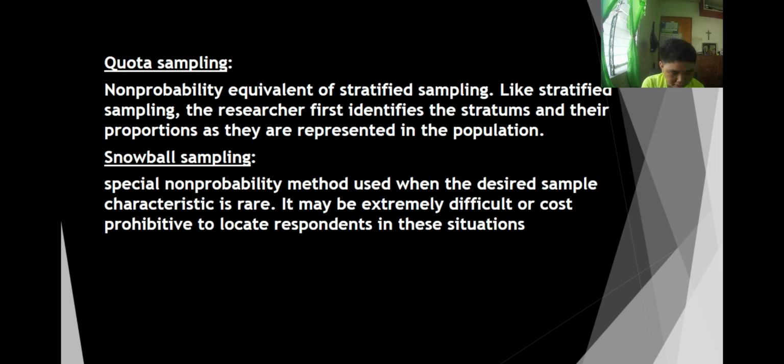The last sampling method is snowball sampling. Snowball sampling is a special non-probability method used when the desired sample characteristic is rare. It may be extremely difficult or cost prohibitive to locate respondents in these situations.